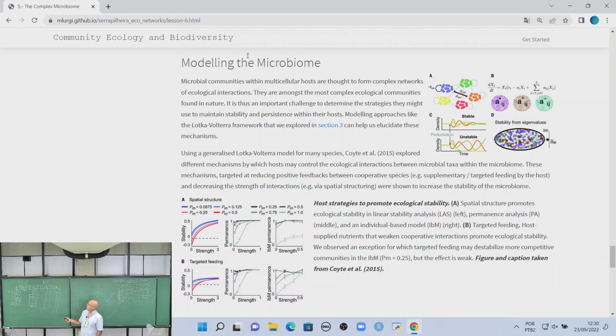Maybe this image is a bit small, but you can look at it on your screens. So what people are doing is using a very simple Lotka-Volterra model, like the one we saw in session 2 or 3, to think about the mechanisms that hosts might use to control their microbial communities, and to incorporate these mechanisms in these models, right?